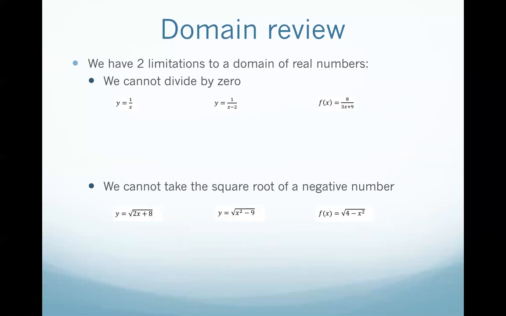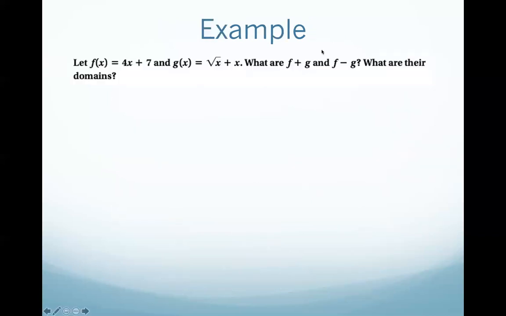So an example of how we're going to apply this to functions. I have f of x is 4x plus 7 and g of x is the square root of x plus x. We need to find the sum and difference of the functions. So f plus g, which means f plus g of x. If there's nothing given, then our variable stays as x. That's the same as f of x plus g of x. So these three are just different ways to write the same question.